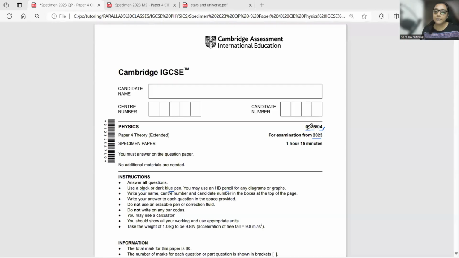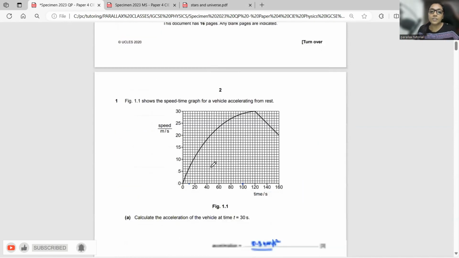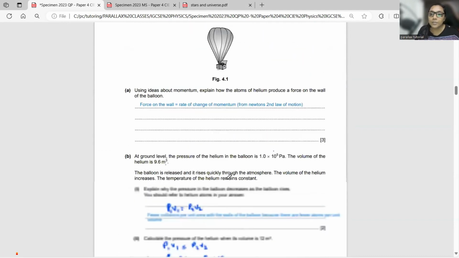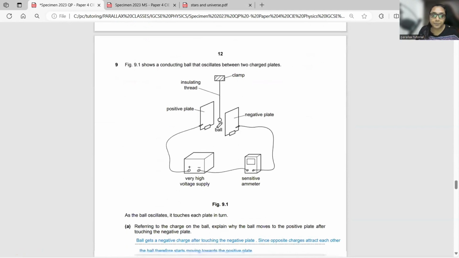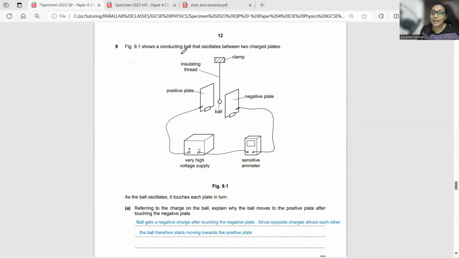Today we are going to discuss the last 4 questions of the paper which we were already doing. The paper number is 062504. This is a physics theory extended paper, the specimen paper for the year 2023, and we have already done the questions up till question number 8. Please look into the comments for the previous videos where we have already solved these questions. Today, we are going to start with question number 9. It will be questions 9, 10, 11, and 12. That's what we will be doing in today's video.